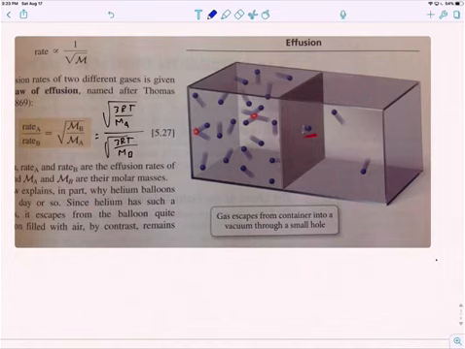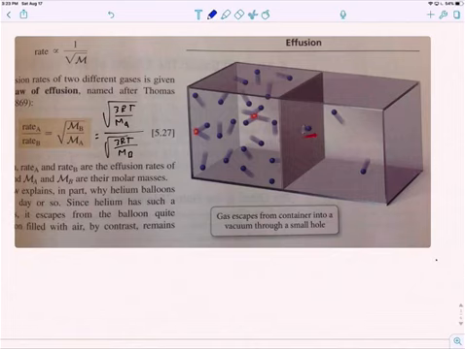And of course, these metallic balloons seem to last a little longer. When I was a kid, we had the rubber balloons, and they wouldn't stay afloat for very long, but the metallic ones seem to be a little better. And it's Graham's law of effusion.